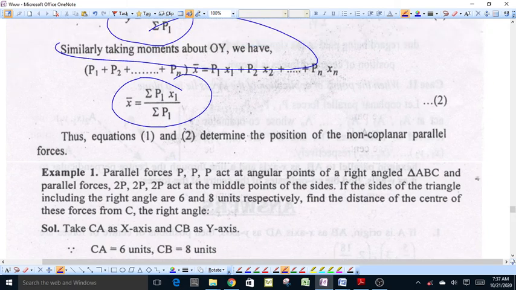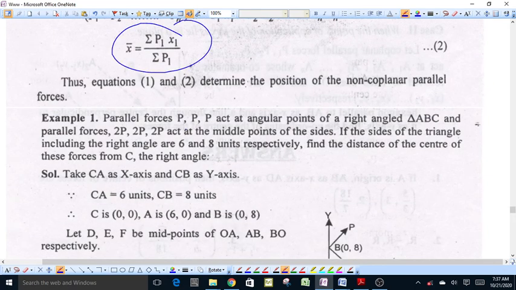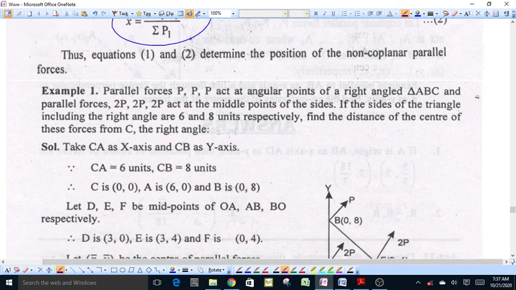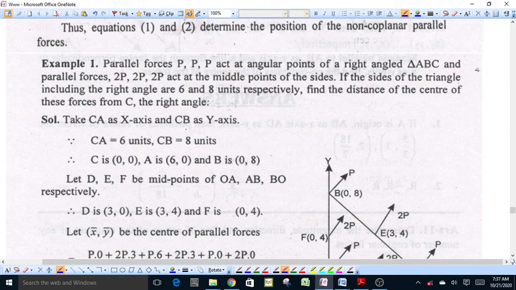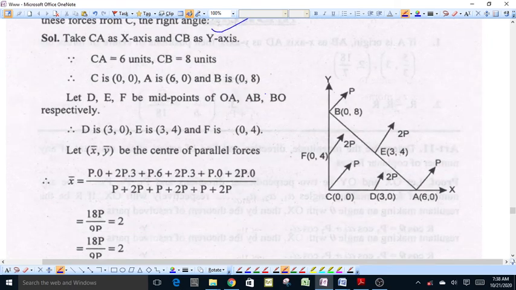Now we discuss some examples to elaborate this concept. See this example first. Parallel forces P, P, P act at the angular points of right angle triangle ABC, and parallel forces 2P, 2P, 2P act at the middle points of the sides. If the sides of the triangle including the right angle are 6 and 8 units respectively, find the distance of the center of these forces from C, the right angle.